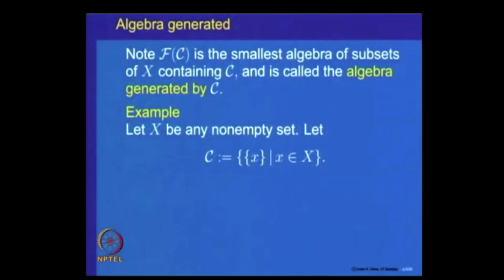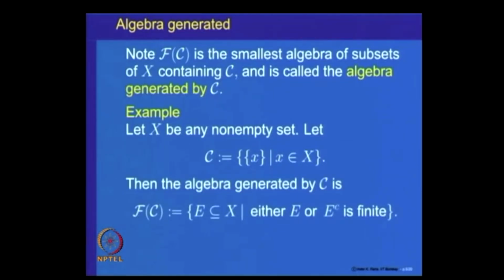So let us look at the collection, X is any non-empty set. Let us look at the collection of all singleton subsets of this set X. So C is the collection of all singleton sets {x} where x belongs to X. We want to know what is the algebra generated by it, and the claim is that the algebra generated by this C is nothing but all those sets E in X such that either E or E complement is finite. So let us prove this. How do you prove such kind of assertion?